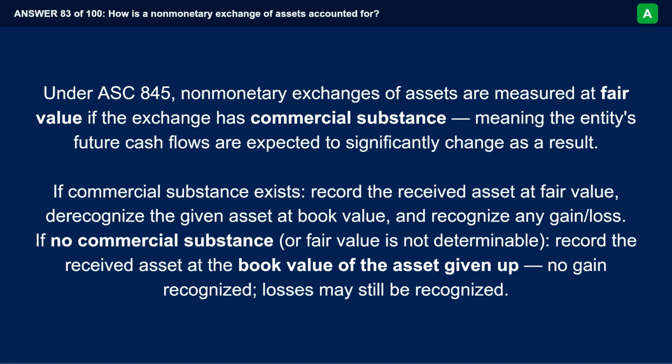If commercial substance exists, record the received asset at fair value, derecognize the given asset at book value, and recognize any gain or loss. If no commercial substance or fair value is not determinable, record the received asset at the book value of the asset given up, no gain recognized. Losses may still be recognized.